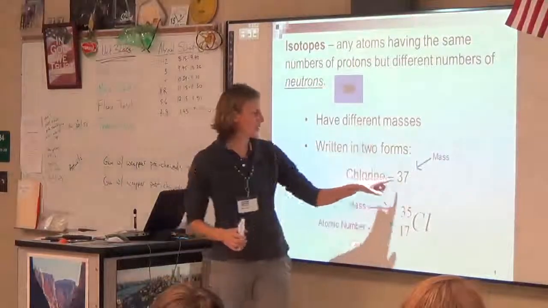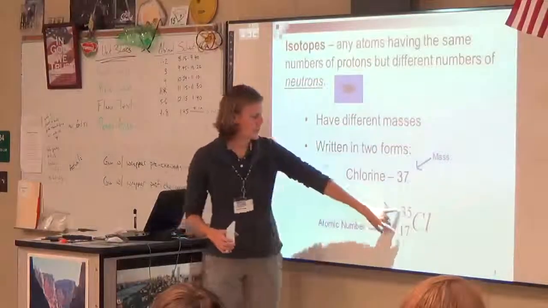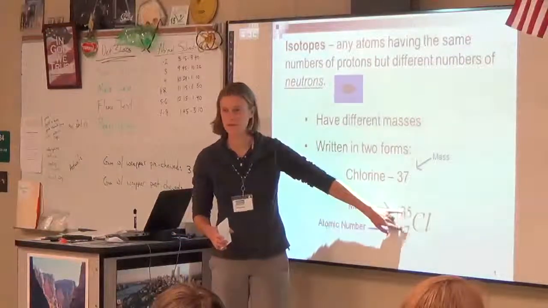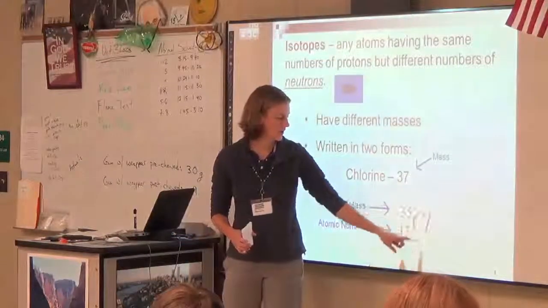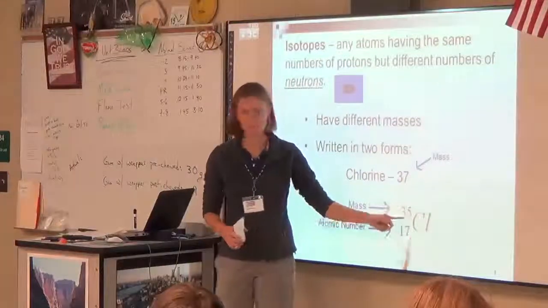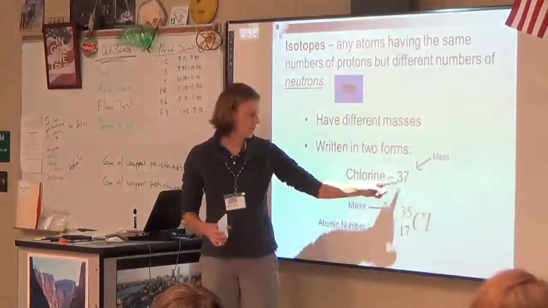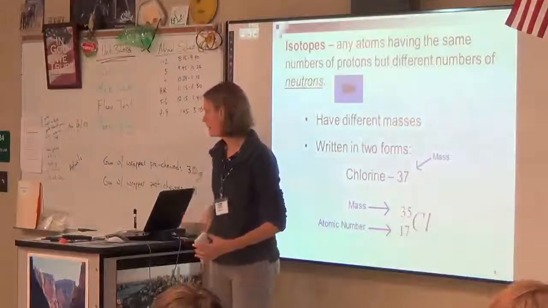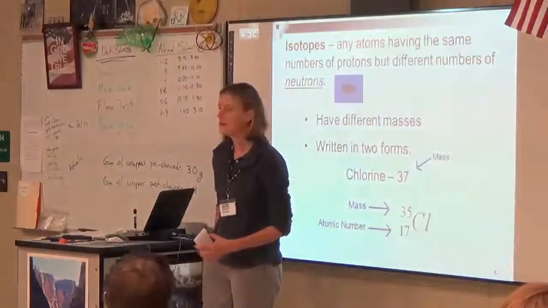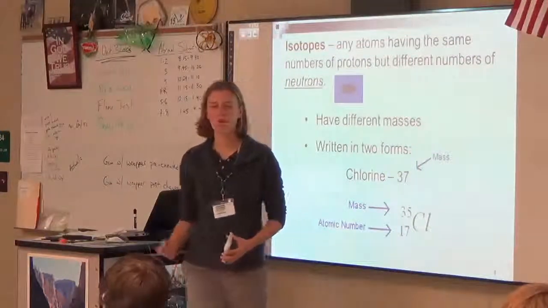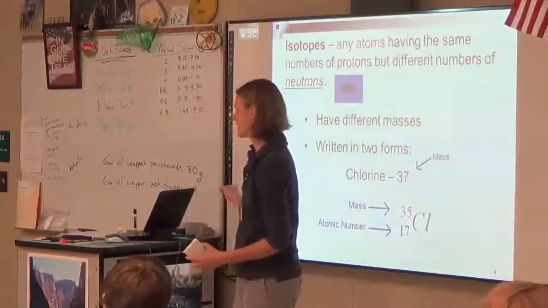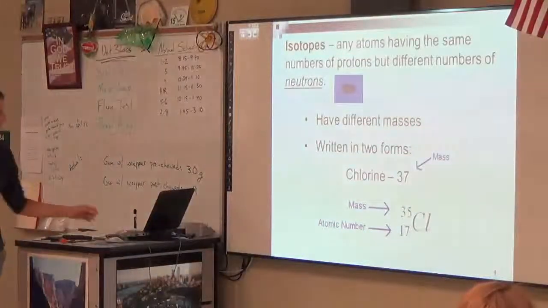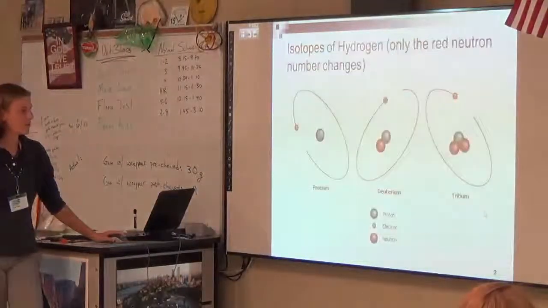So chlorine could have mass 37. Another way of writing chlorine would be with these two numbers on top of each other and then the symbol, where that's simply the atomic number and that's simply the mass. Which one is more common, a mass of 35 or 37 for chlorine? If you want to check what's more common, look at the periodic table. 35 is more common, but it could have a mass of 37 or 36, 34.